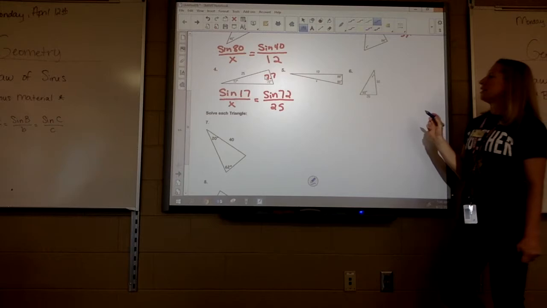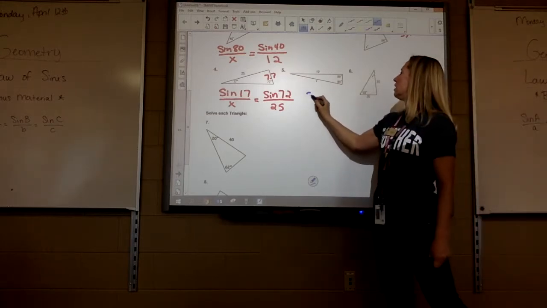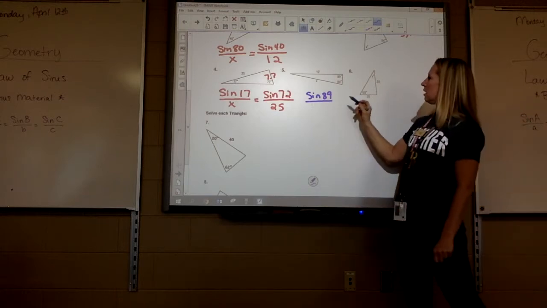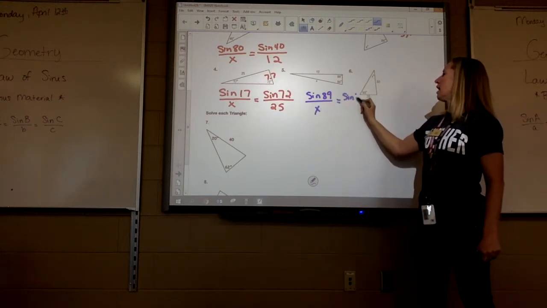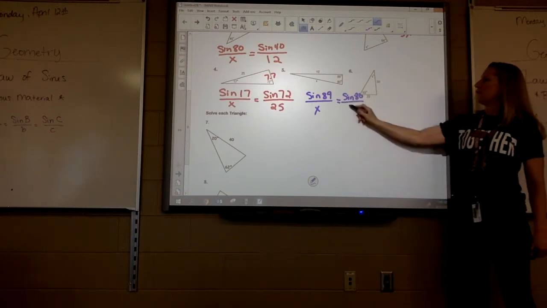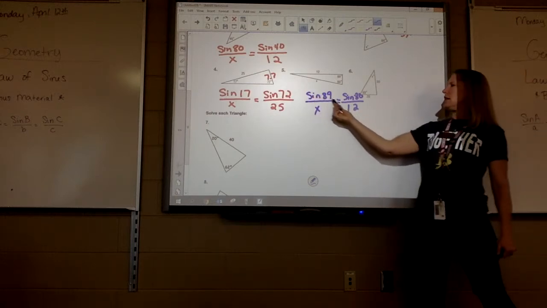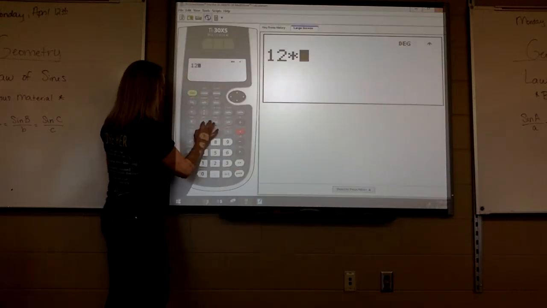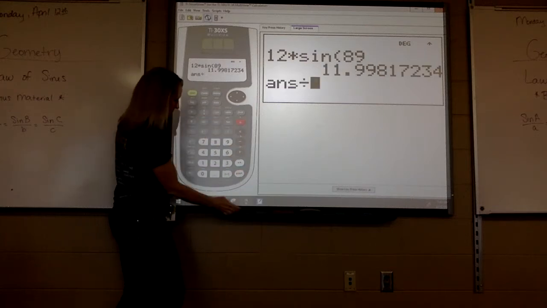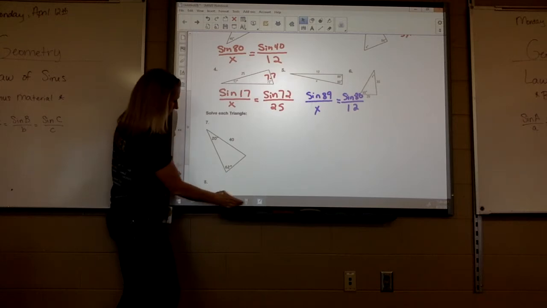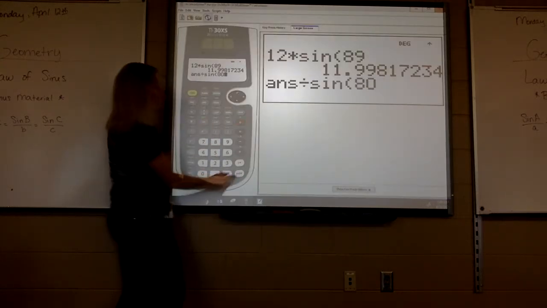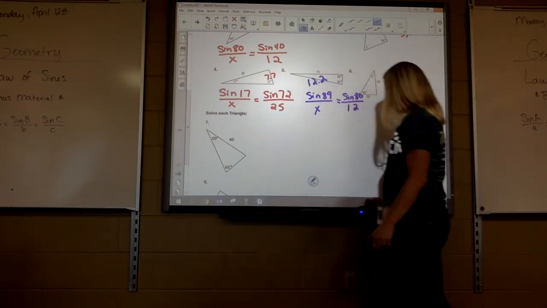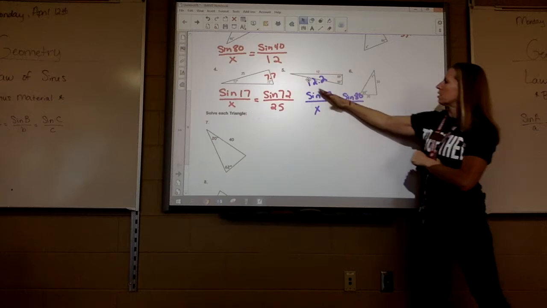All right. Which one do we want to start with on number 5? Sine what? 89. Sine 89 over, what's the opposite side? X. And then sine 80 over 12. So I multiply these and divide by that. So 12 times sine 89. Divide by sine 80. 12.2. So that's how you do it if you need to find a side. You multiply those and then divide by that.